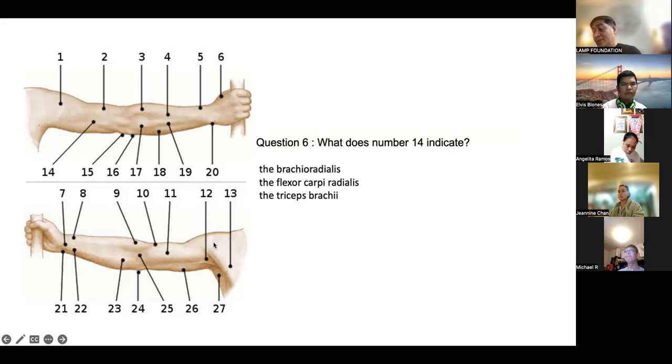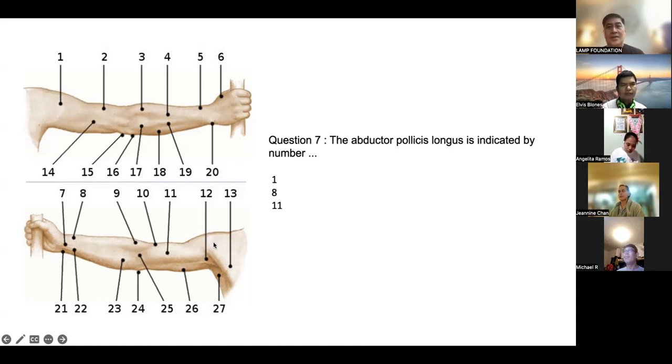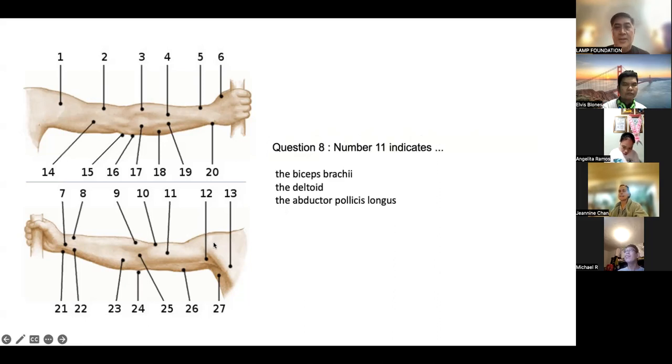What does number 14 indicate? The triceps brachii. The abductor pollicis longus is indicated by what number? Number 8. Very good. Number 11 indicates what?